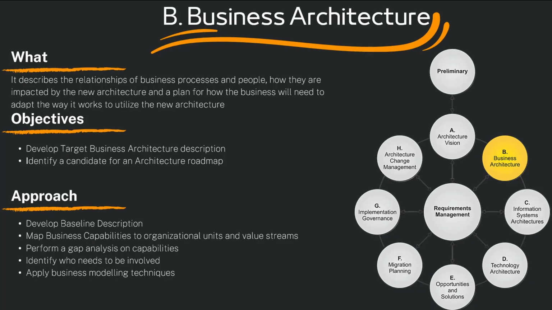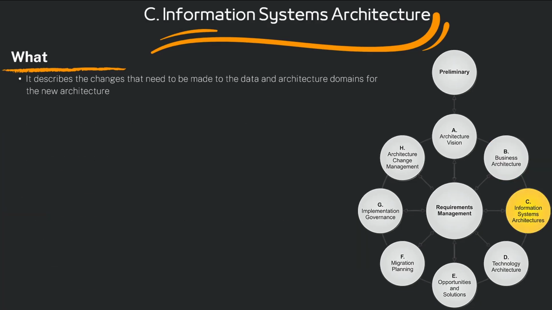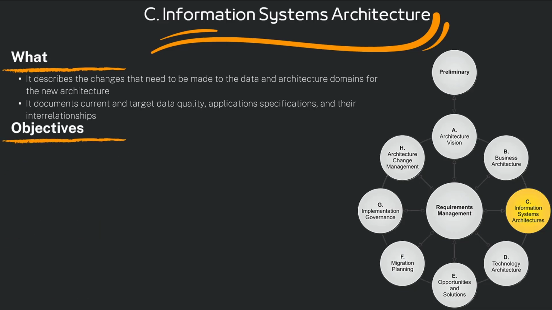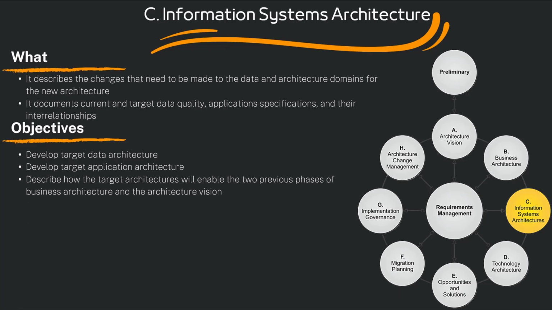During this time, we use a lot of business modeling techniques and we use the architecture repository as our library for reference. Information systems architecture is all about describing the changes that need to be made to the data and application architecture domains for the new work we are doing. It documents current and target data quality, application specifications, and their interrelationship. Our primary goal is to develop a target data architecture and the target application architecture.